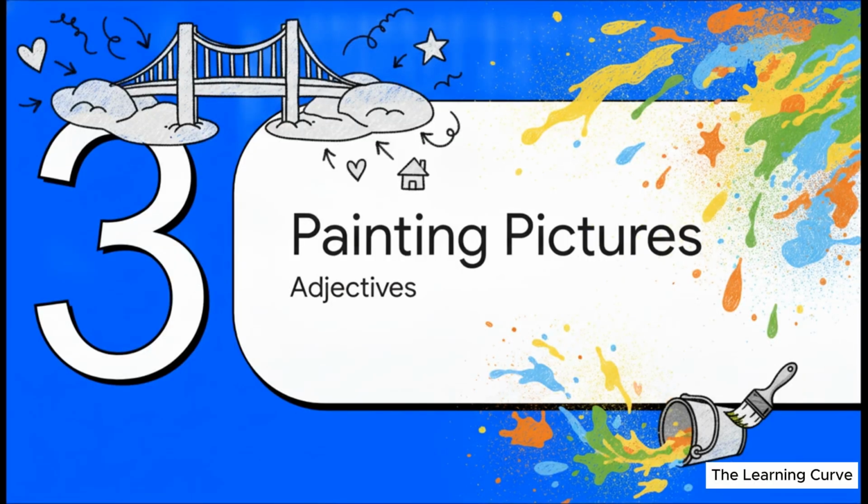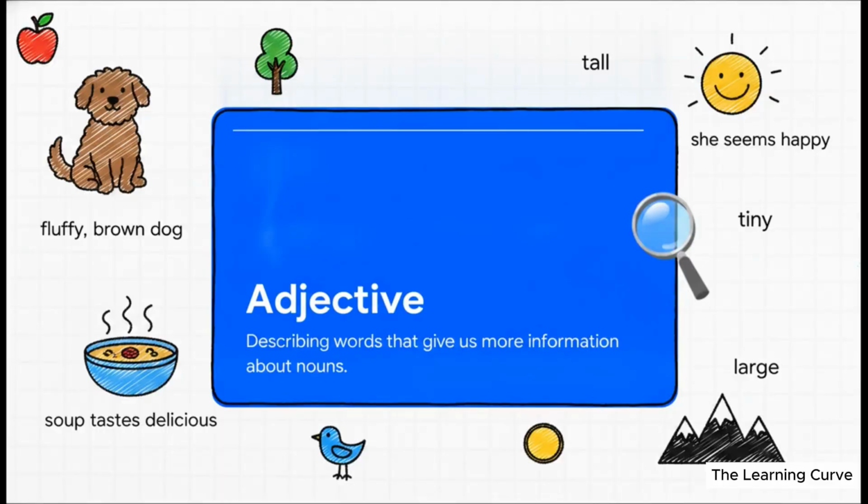All right, Section 3. Painting pictures with adjectives. So our structural universe is functioning, but honestly, it's kind of boring right now. Adjectives are a color palette. These descriptive words give our nouns size, shape, and opinion, transforming a basic dog into a fluffy brown dog. Structurally speaking, they usually sit right before the noun or they land immediately after a linking verb, like when we say the soup tastes delicious.